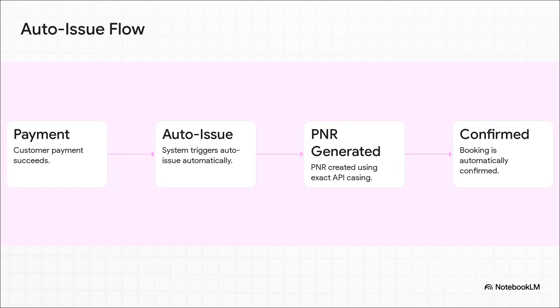Let's walk through the newly fixed payment gateway auto issue system. For a while, customer payments were succeeding, but the system just wasn't automatically generating the passenger name record, or PNR. That meant someone had to go in and manually fix it, which is super annoying. Now, the flow finally ensures that a successful payment seamlessly triggers the auto issue, generates the PNR using the exact strict casing required by the API, and automatically confirms the booking without human touch.